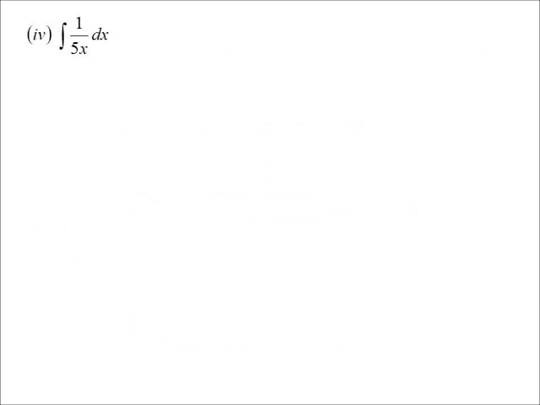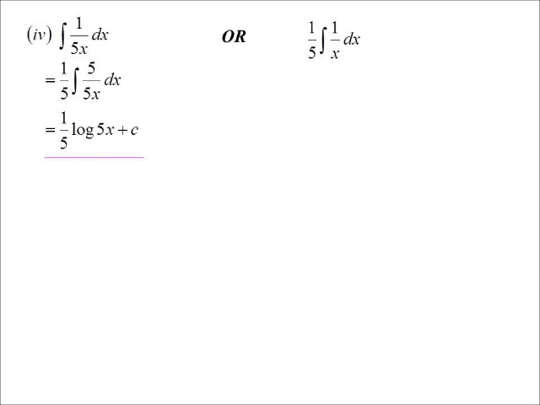1 on 5x. 1 on 5 with 5 on 5x. So it becomes 1/5 the log of 5x. But now, watch this. This is amazing. What if I factorise the 5th out of the integral symbol? I'm allowed to do that. I can factorise a constant. What's the integral of 1 on x? Log x plus c. 2 different answers.